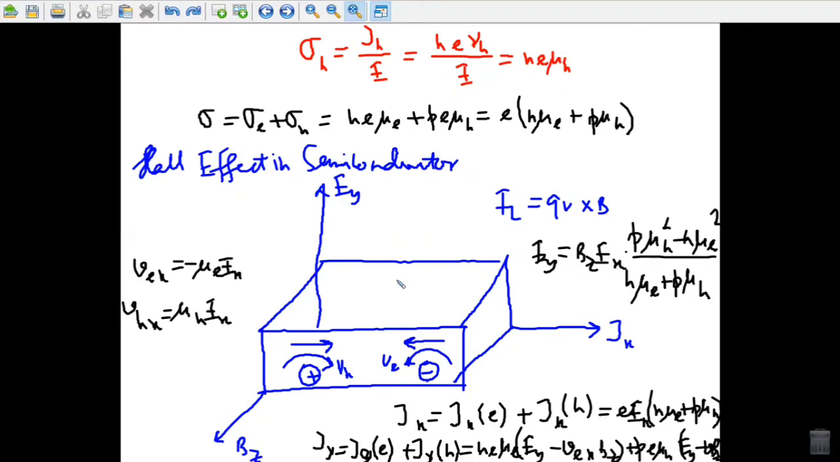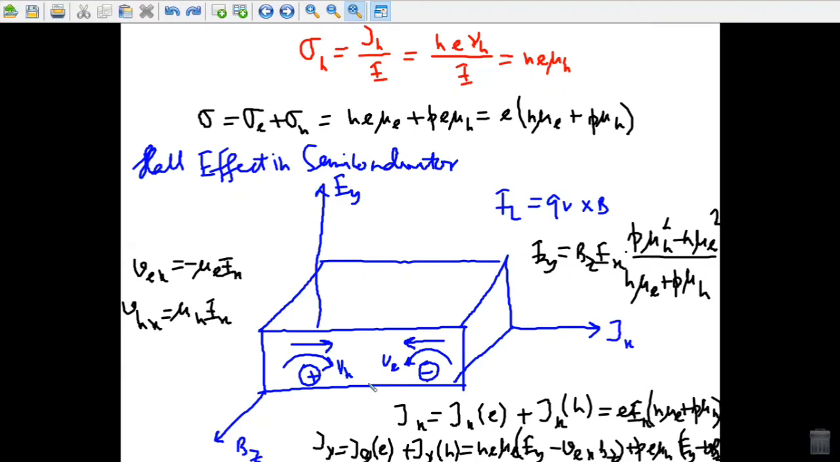and holes are present. Since their charges are different and they move in the opposite directions in an electric field, the Lorentz force, which is nothing but charge times velocity times the magnetic field, Q V cross B, deflects them in the same direction, that is towards the front face of the slab, this face. However, the Hall field developed by the deflection of electrons is in the opposite direction to the Hall field developed by the deflection of holes.